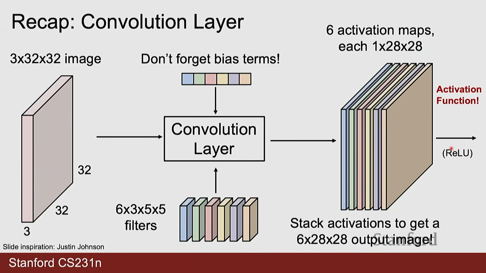The question is, for images the depth is equal to the number of channels, RGB, but here the depth is 6 for the output. So if we had a second convolution layer afterwards, it would need filters that go across all 6 of these activation maps. So the next layer would have a depth of 6.